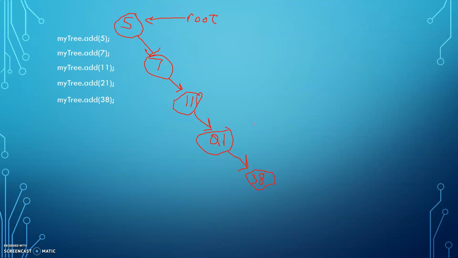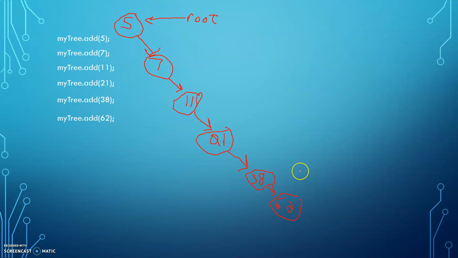And just one more for giggles and grins, our 62. Again, we begin at the root. 62 is greater than 5, so we go to the right. 62 is greater than 7, so we go to the right. 62 is greater than 11, we go to the right. 62 is greater than 21, we go to the right. 62 is greater than 38. And so the 62 is created to the right of 38.